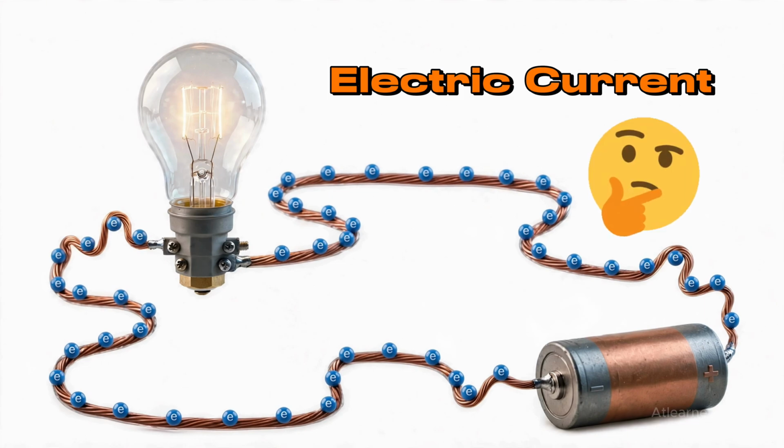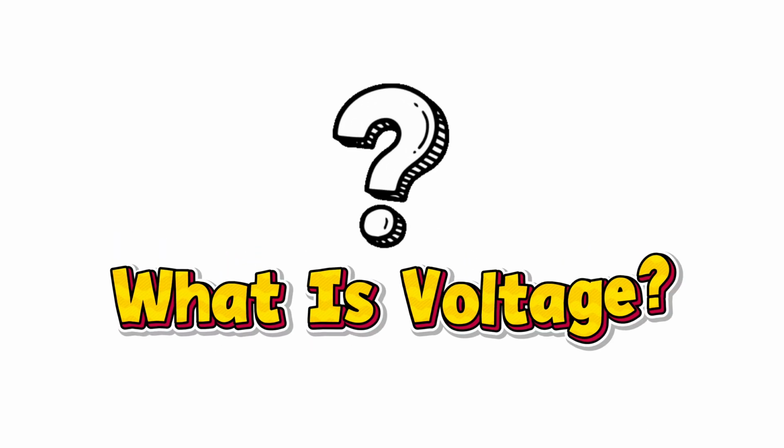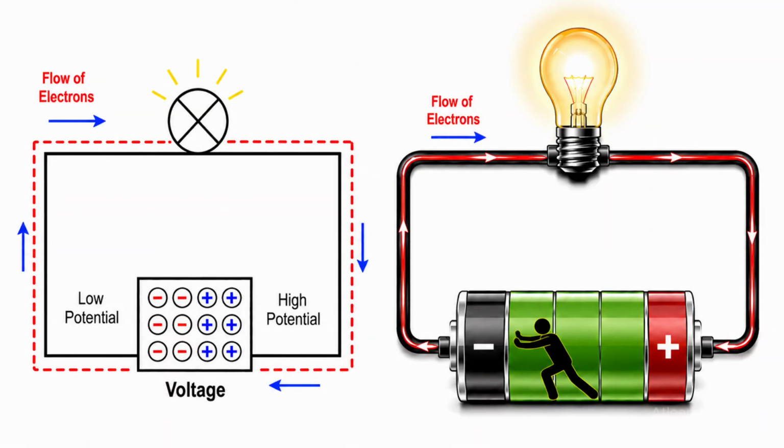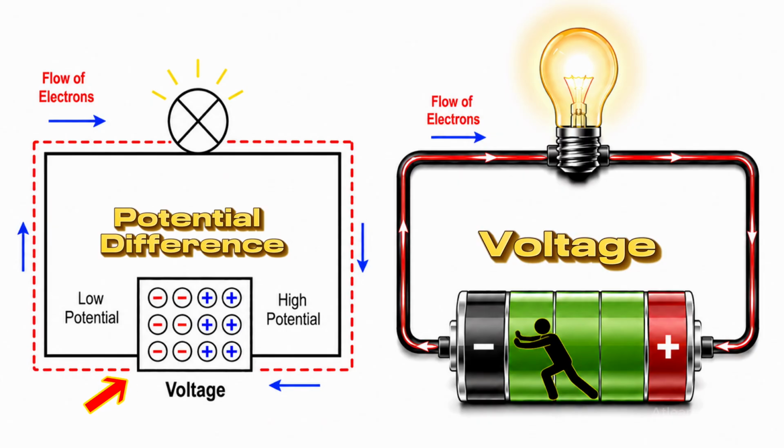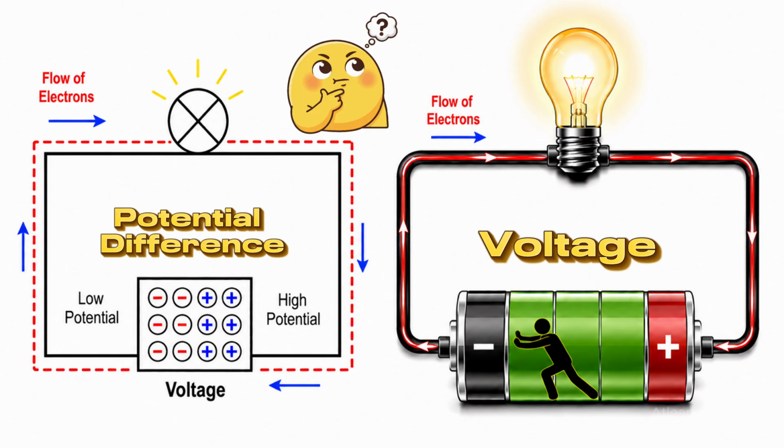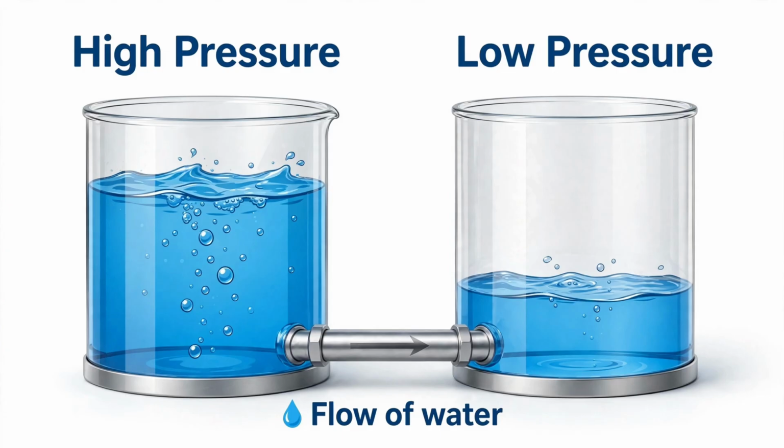But now you may ask, what makes these charges move? To understand this, we first need to understand voltage. Voltage provides the push that causes electric charges to move through a circuit. For example, a battery creates a potential difference between its two terminals. This difference in voltage pushes the charges through the connected circuit, allowing current to flow. Now, this might sound a little difficult to imagine, so let's understand it with a simple example from everyday life, such as water flowing through a pipe.